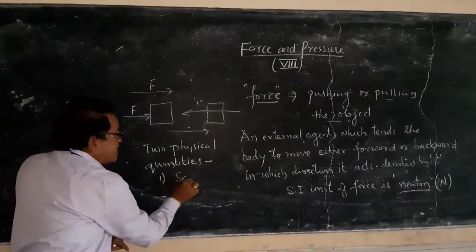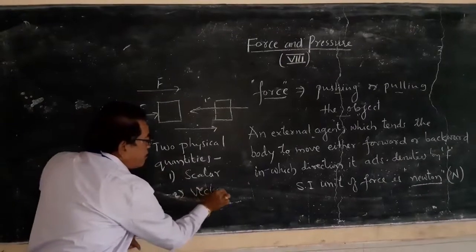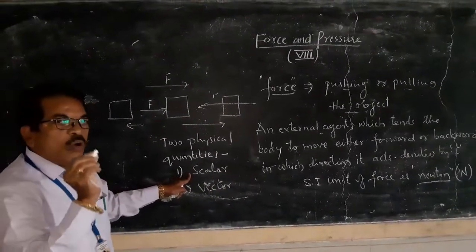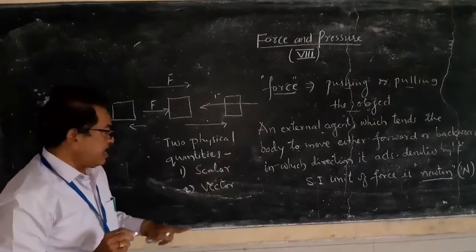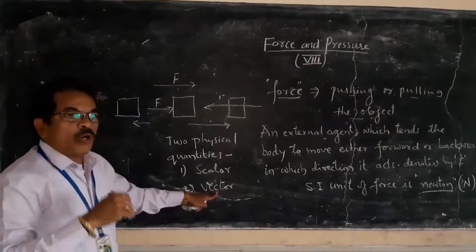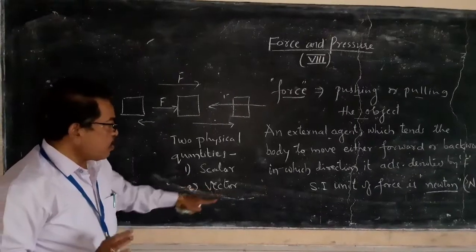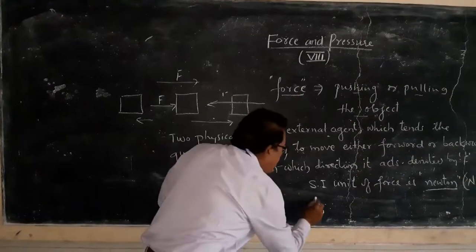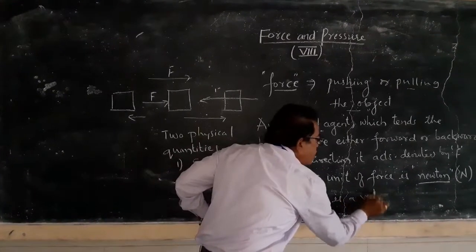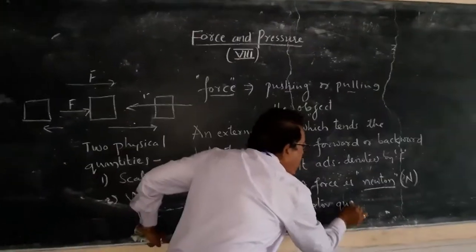First one is scalar, second one is vector. Scalar quantity means the physical quantity having only magnitude but no direction. Vector quantity is the physical quantity having both direction and magnitude. So force is a vector quantity.